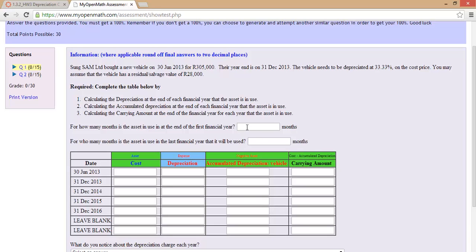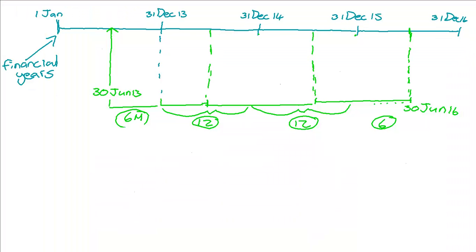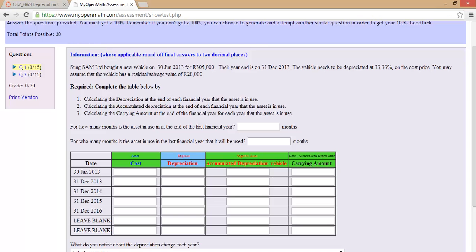The first question asks us to calculate how many months is the asset in use at the end of the first financial year. So we're going to go back to our timeline. That's pretty easy. We can see that it is 6 months. So this 6 months here is the number of months that the asset is in use in the first financial year. So we can fill that in. 6 months.